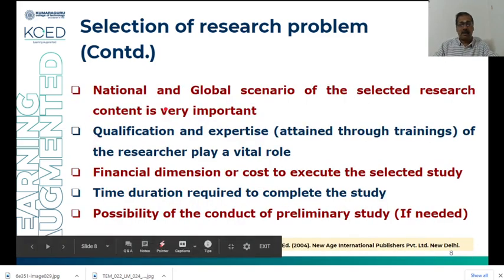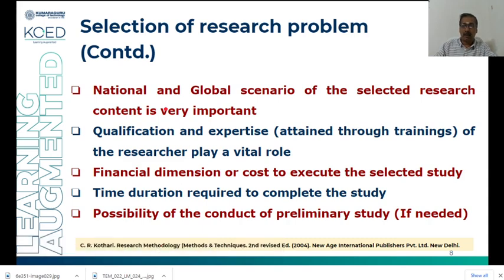We have to dig into the national and global scenario, how people are looking at that particular research problem. That is very important. Qualification and expertise, right? We have to give the right research project for an undergrad student. For postgrad, we have to give a different problem. For a doctoral student, we have to give a different problem. So qualification does matter. We should not overload an undergrad, but moderately we can overload a postgrad.